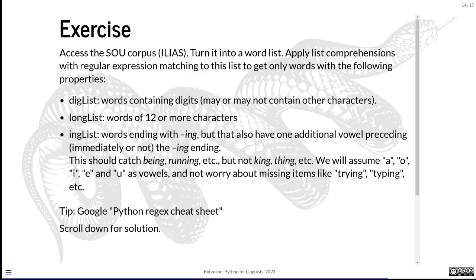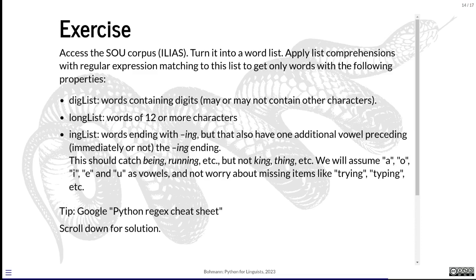So here's an exercise where you actually can apply this to corpus data. So we have the State of the Union corpus on Ilias. It's all of these State of the Union addresses by American presidents in one big text file. Turn that into a word list. Don't worry about cleaning that word list up particularly. This is just for instructional purposes. And apply list comprehensions with regular expressions and matching, so with re.match, to this list to get the following.